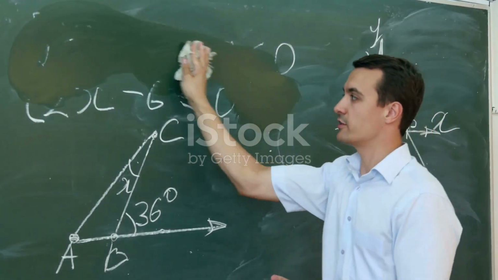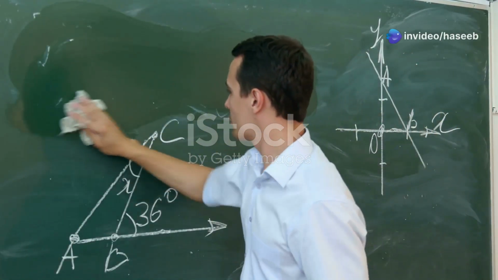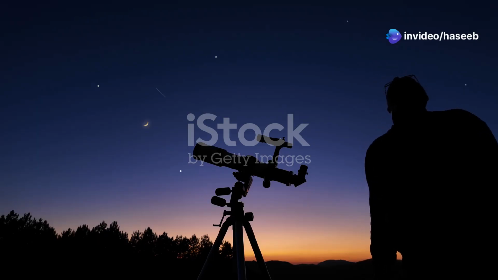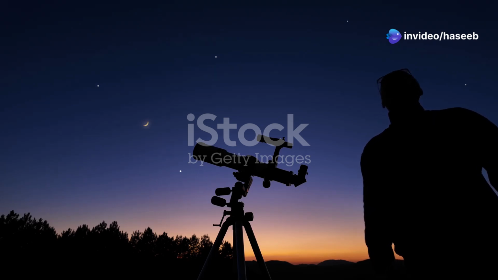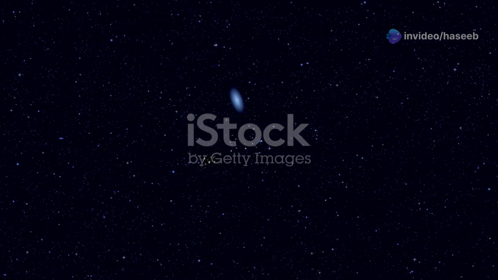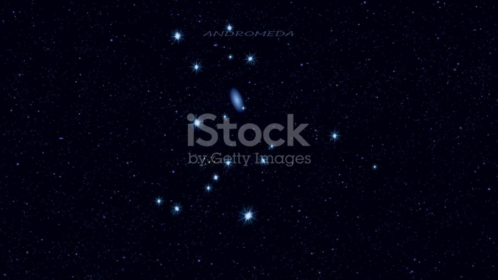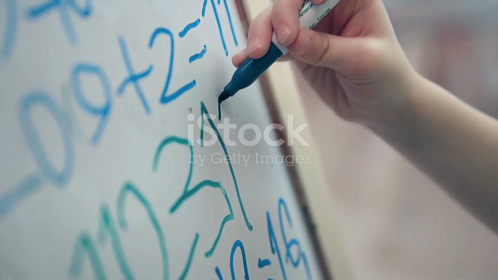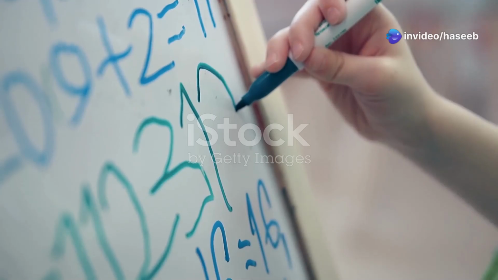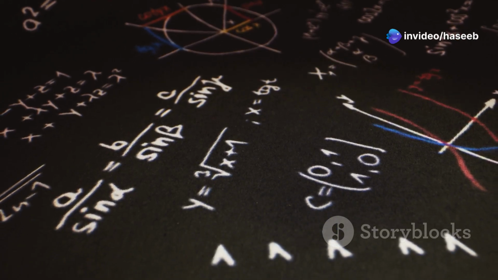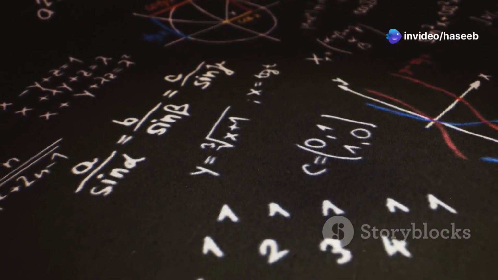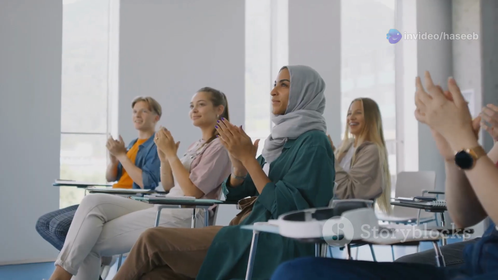Let's see how scientific notation plays out in the real world. Imagine you're an astronomer studying the vast distances between galaxies. The Andromeda Galaxy, our closest galactic neighbor, is a whopping 2.5 million light-years away. Writing that distance out would be a chore: 2,500,000 light-years. But in scientific notation, it's just 2.5 times 10 to the power of 6 light-years. See how much simpler that is?